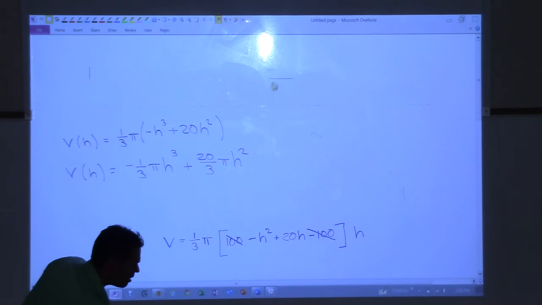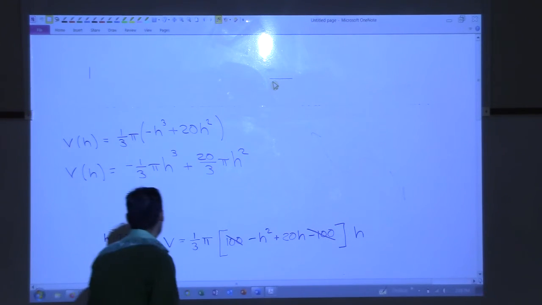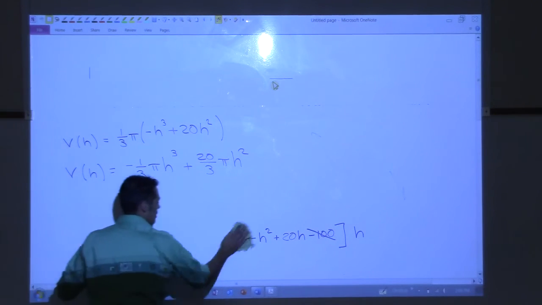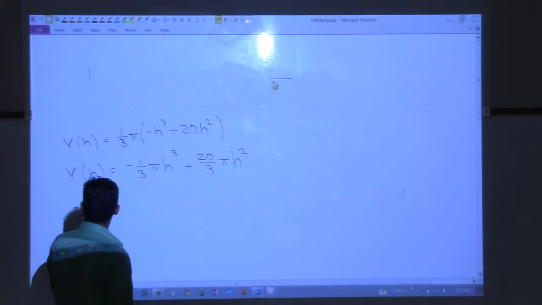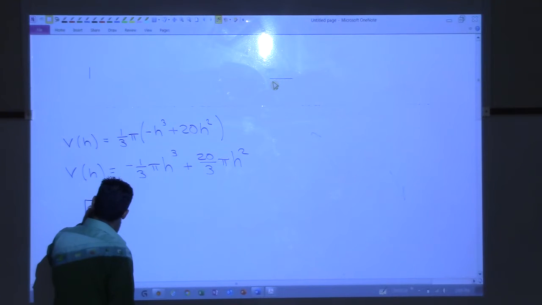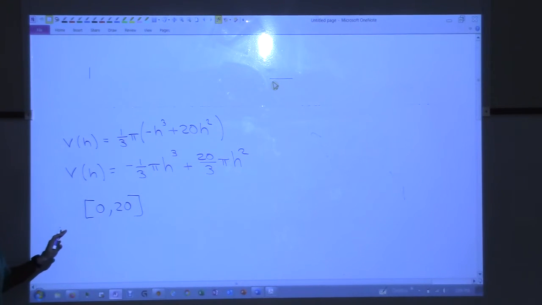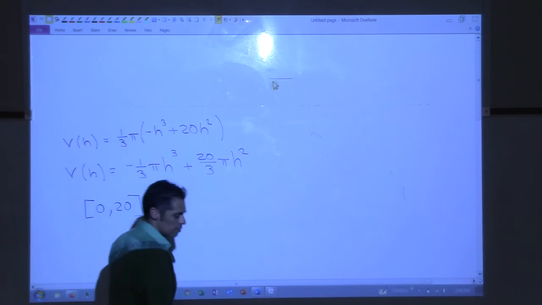All right, so we've got our function. Now let's talk about domain. The restriction on h, if we go back and look at the picture, is that h was between 0 and 20. Do we all understand that part? Because h was the distance from the top of the cone down to the bottom, and you can't punch your cone out the bottom side of the sphere. So this is the diameter of the sphere.